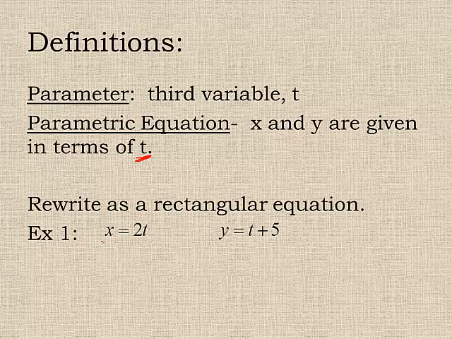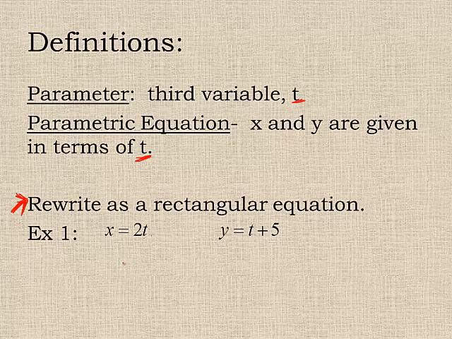For instance, number 1 here, x is equal to 2 times whatever t is, y is 2t plus 5. In order to make this what we understand in terms of y and x, you're going to see this direction quite a bit, which is to rewrite this as a rectangular equation. Rectangular just means it's not going to have the t in it. The t is not going to be part of the equation anymore.